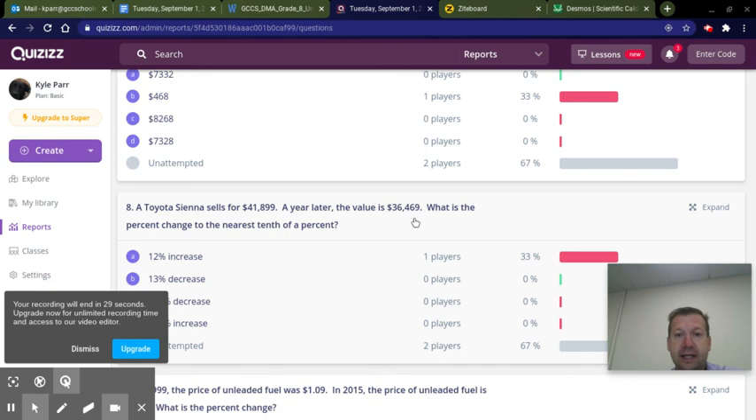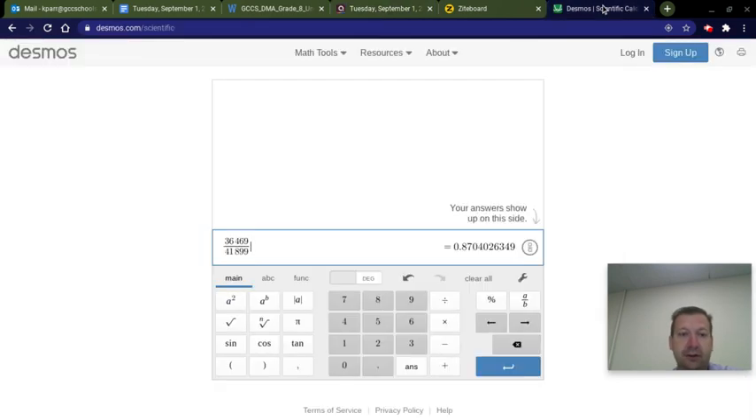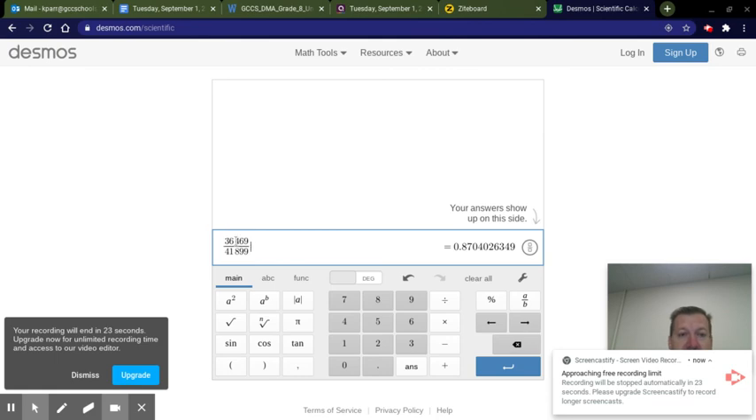This is what you start with, and this is what you end with. And you always take the second value and you divide it by the first value. So you can see that I have taken the end value, I've divided it by the first value, then you subtract 1 from that. And it will be a decrease of 12.95%, which is going to round to a 13% decrease.